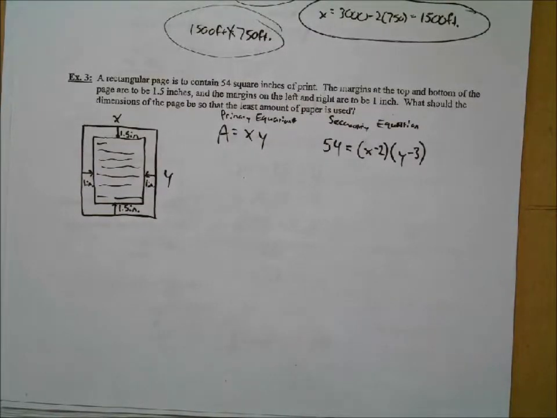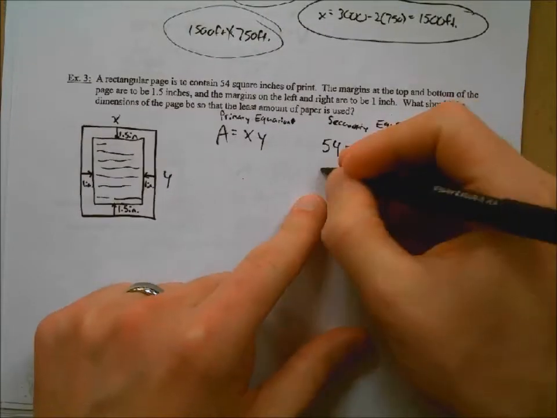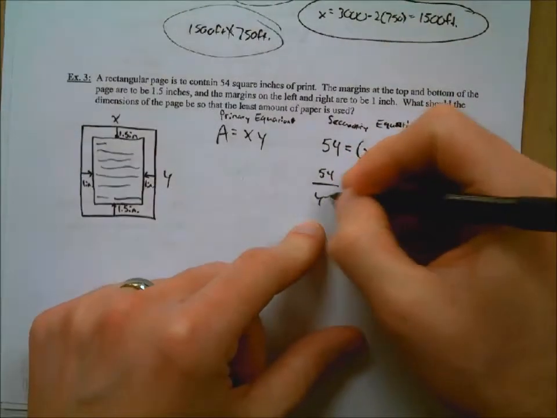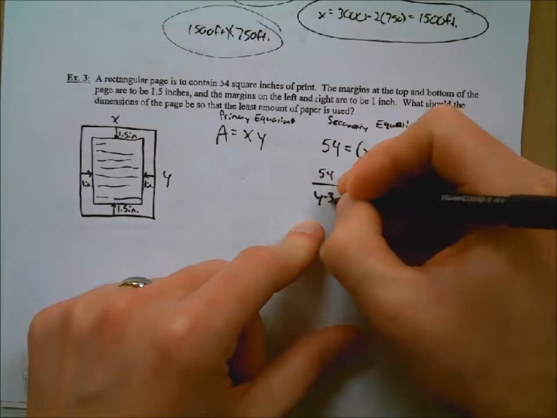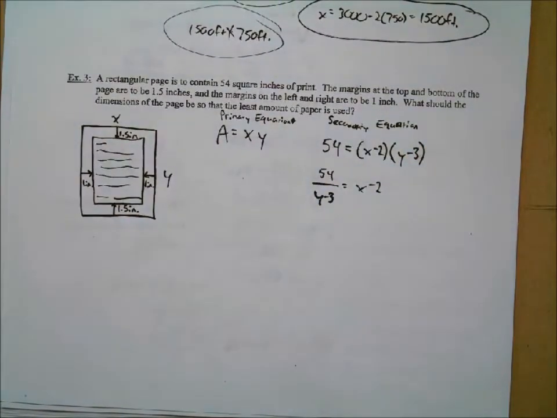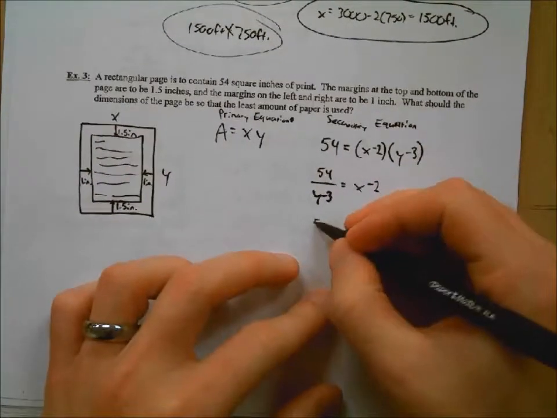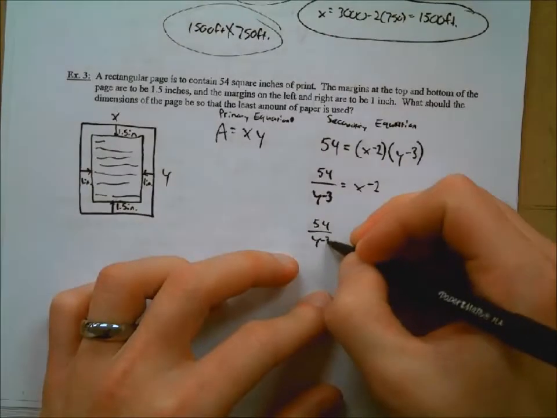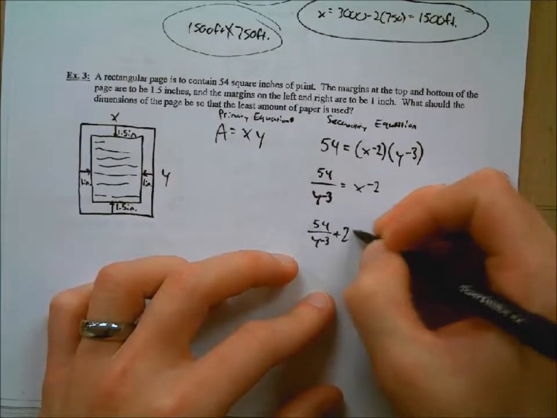Okay. Which variable should we solve for here? Doesn't really matter. I'll solve for X because that's what I heard someone just say, so we'll solve for X. So we'll divide both sides by Y minus 3, and then we'll add 2 over. Whoop, not times, plus 2, Mr. Wood. There we go.